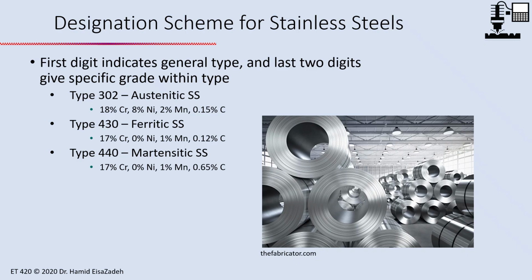Most stainless steels are designated with 3 digits. The first digit, for example 3, shows the general type. 3 represents austenitic, 4 represents ferritic or martensitic. Both start with 4, and then we have 2 that represents duplex.